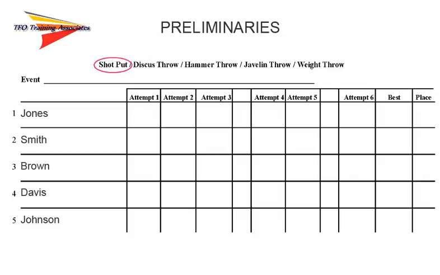In our example event, we will look at recording marks in a shot put event at the high school, national federation, level. In this event, there are five competitors. Since this is a high school event, we will be measuring to the lesser 1/4 inch.